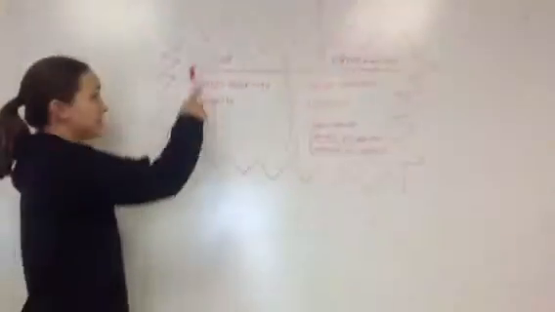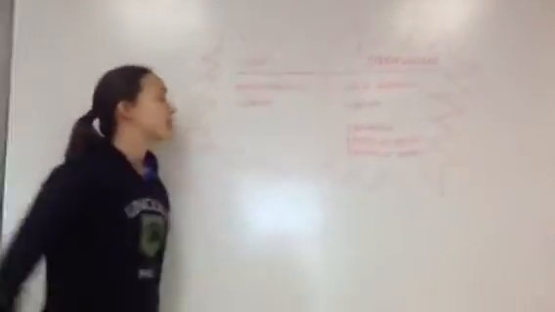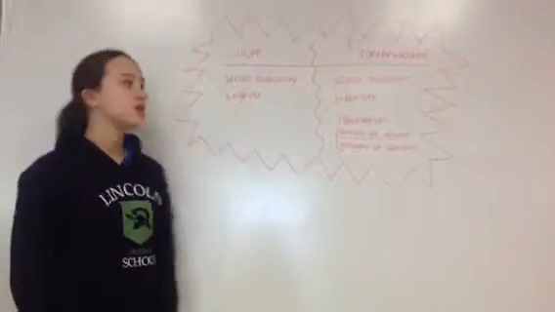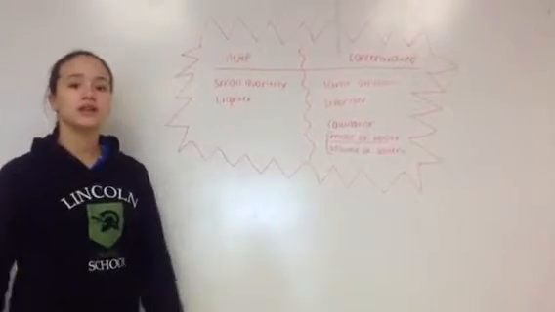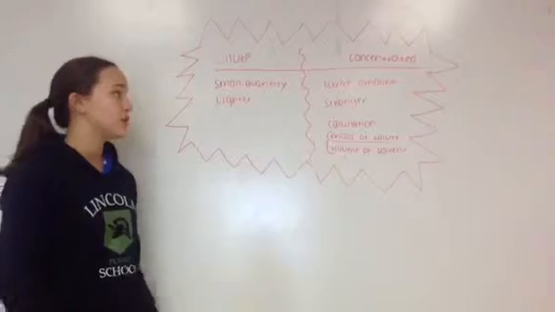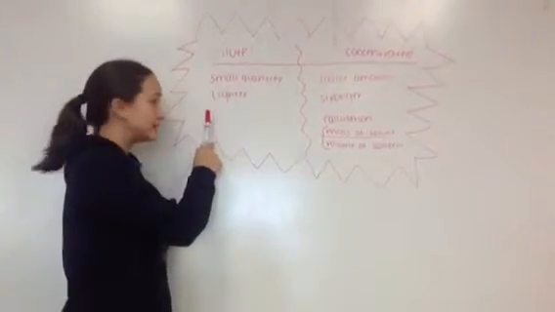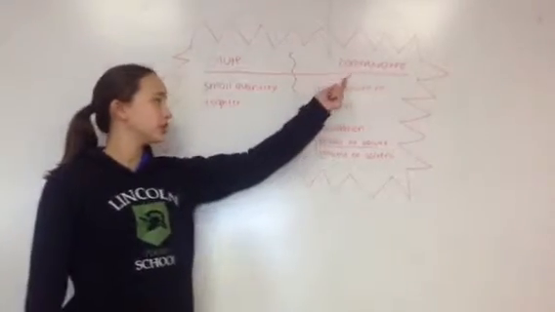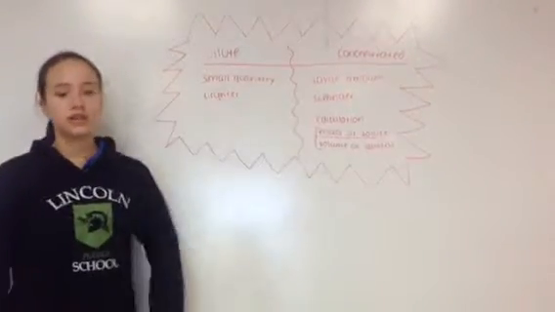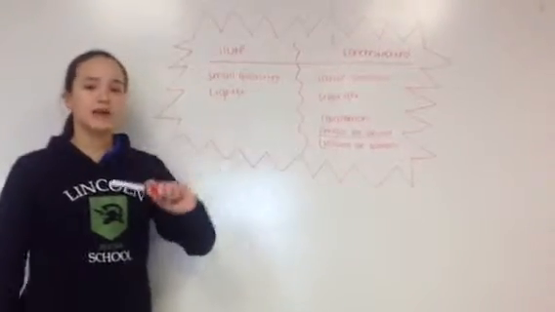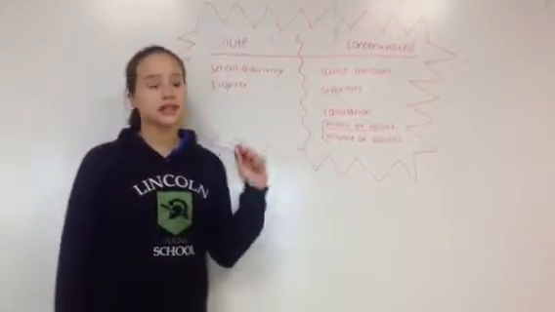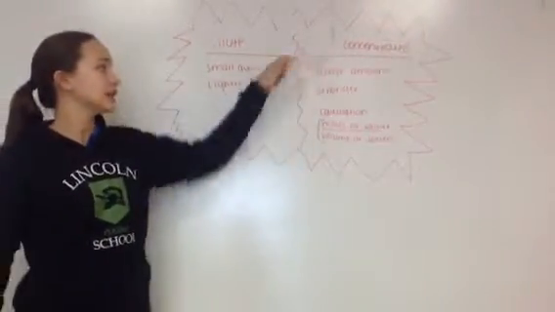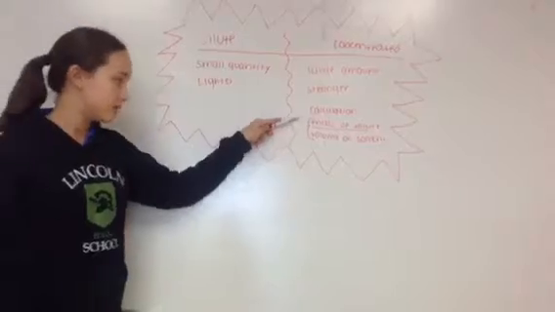A solution is either dilute or concentrated. The major difference between these two is that a dilute solution has a small quantity of solute in a given volume, which makes it have a lighter color and taste. A concentrated solution has a large amount of solute in a given volume, which makes it have a stronger and darker taste and color.